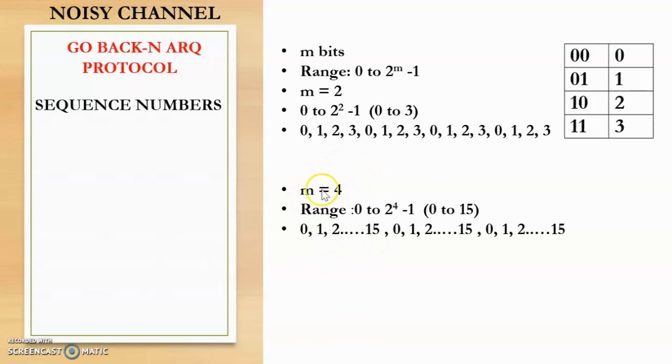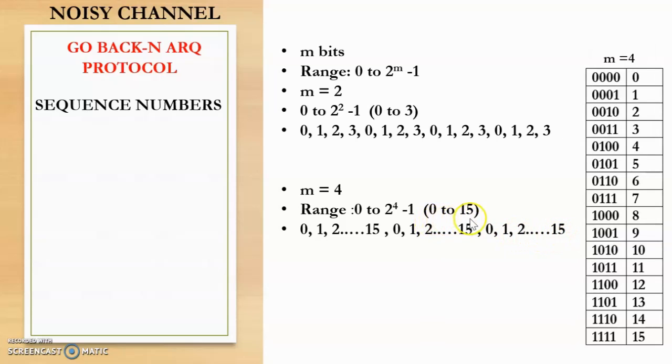Let us consider another example. Suppose the m value is 4, that is the sequence number is represented by 4 bits. Then over here the range of sequence numbers will be from 0 to 2 raised to 4 minus 1. So it will be from 0 to 15. So the sequence numbers will be 0, 1, 2 and so on till 15. Then again this sequence will be repeated, and so on.